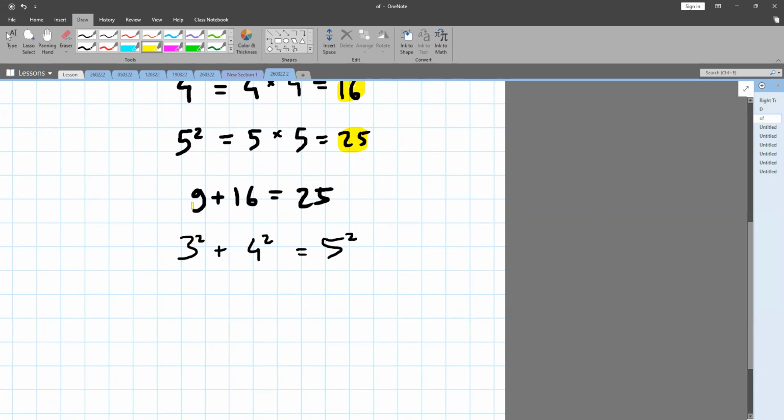So 3 square was 9, right? 4 square was 16. And then 5 square was 25. So what I'm showing you here is, if you look again at the sides of that triangle, 3, 4, 5, there is a connection between these numbers, and it comes to this simple rule where you square this one, 3, and then you square this one, 4, and then you add them, it gives you 5 squared.